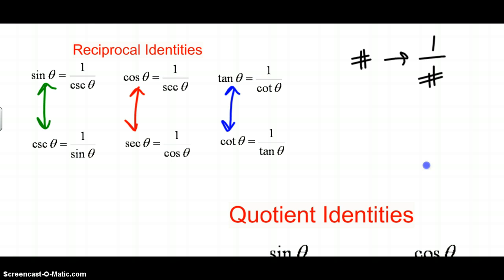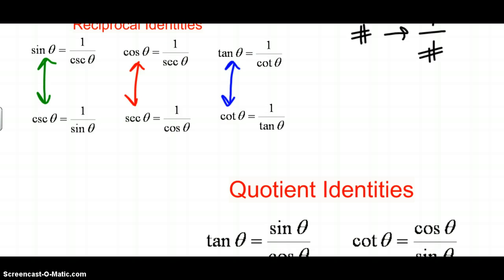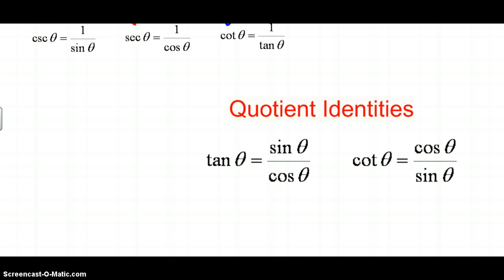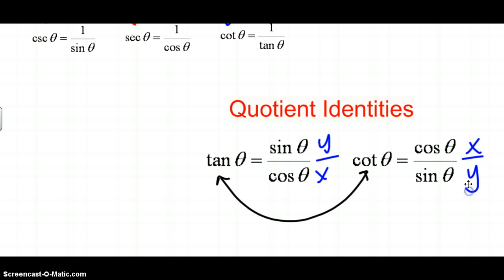The next set of identities are the quotient identities, which you've looked at as well. We've defined sine and cosine as y and x respectively, and tangent was equal to y over x. So tangent is equal to sine over cosine. And if cotangent is the reciprocal of tangent, as we talked about in our last set of identities, then it would make sense that we could just flip our x and our y to get the reciprocal identity.